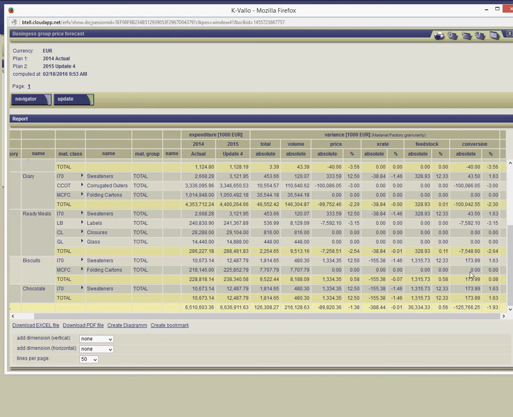And if at all, it's only the conversion which the buyer can influence. So it's this column where the buyer should be measured at. And in our little example, the buyers are doing a good job and are able to decrease the prices by almost 2%.